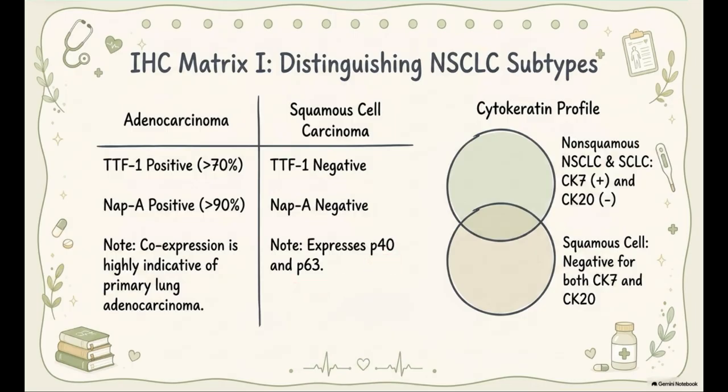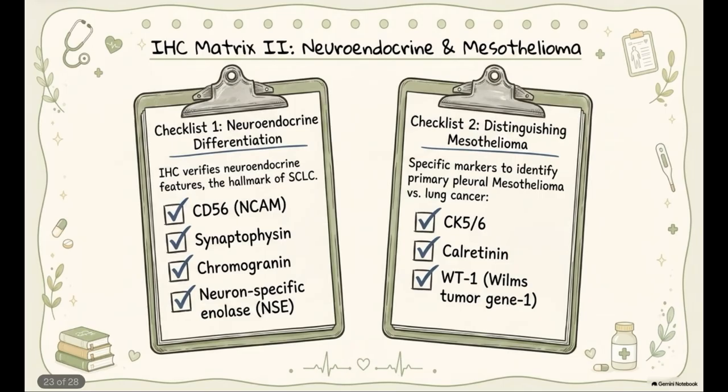Cytokeratin profiles offer another important layer of proof. Non-squamous and small cell cancers wear the CK7 name tag, but not the CK20 tag. Squamous cell wears neither of them. Further checklists are used to verify other aggressive types. For example, we need to prove if a cancer is the highly aggressive neuroendocrine type. This is the hallmark of small cell lung cancer. To prove this, pathologists need to see 4 distinct name tags. These are CD56, synaptophysin, chromogranin, and neuron-specific enolase.